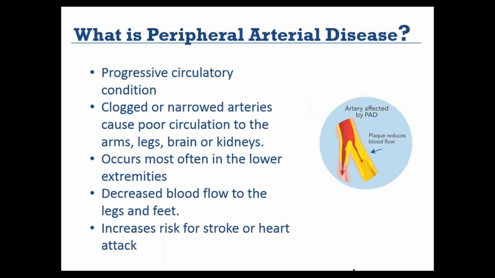Peripheral arterial disease is a progressive circulatory condition. It results in clogged or narrowed arteries, which lead to poor circulation to the arms, legs, brain, and kidneys. Peripheral arterial disease occurs most commonly in the lower extremities, leading to decreased blood flow in the legs and feet. Additionally, PAD increases one's risk for heart attack, stroke, and amputation.